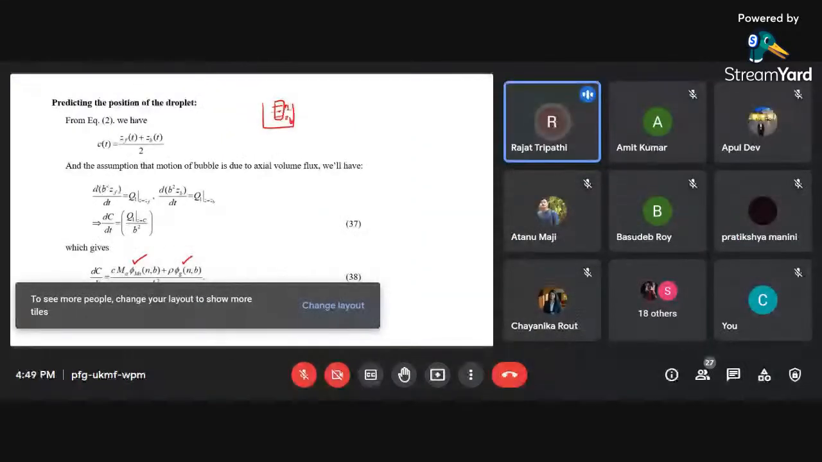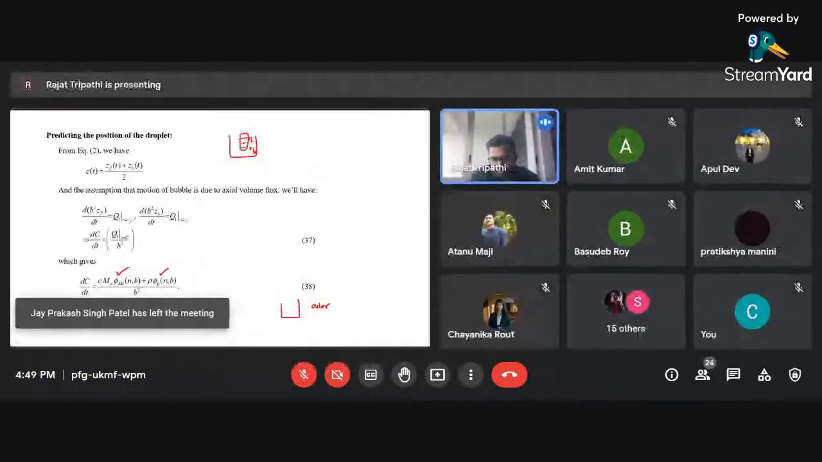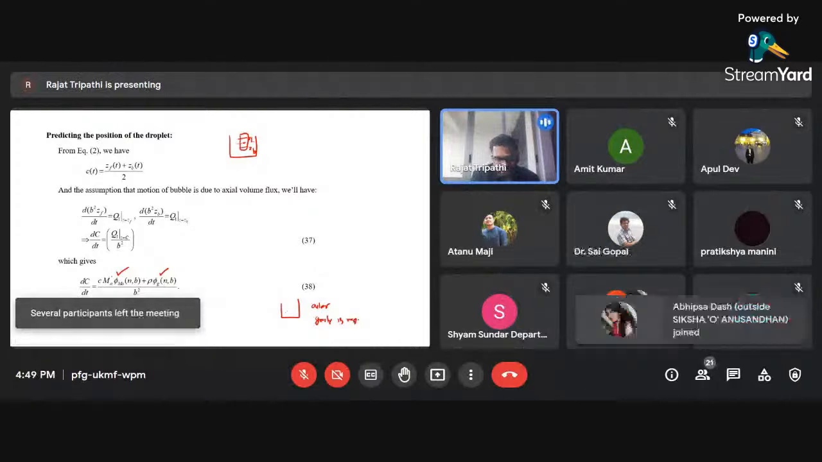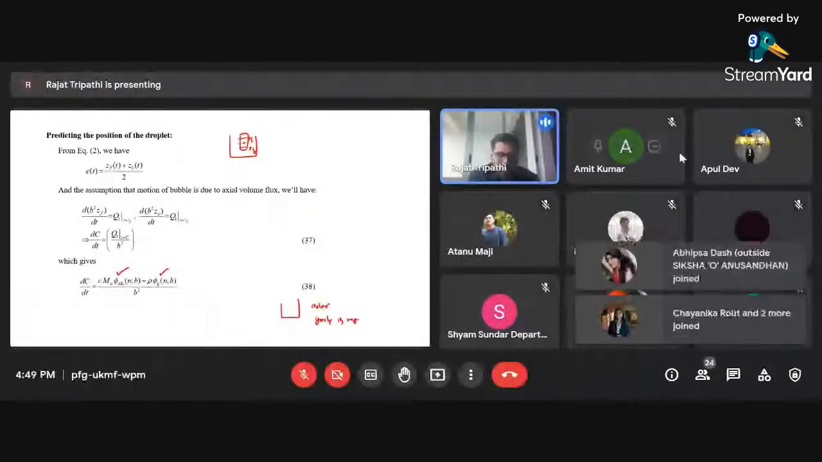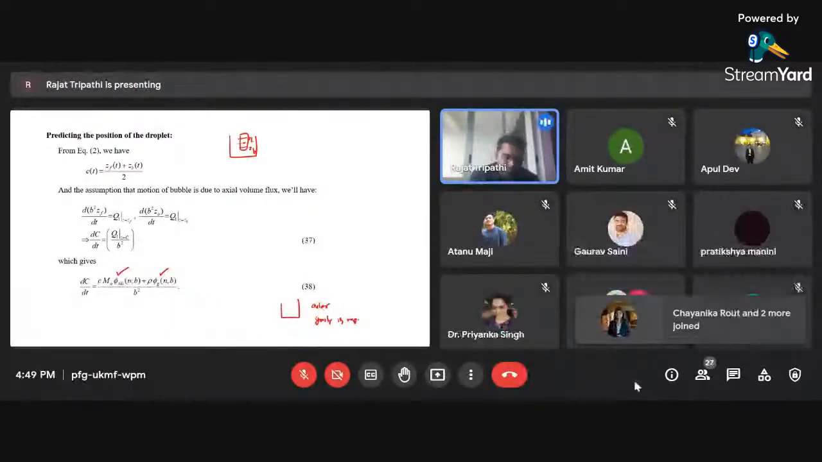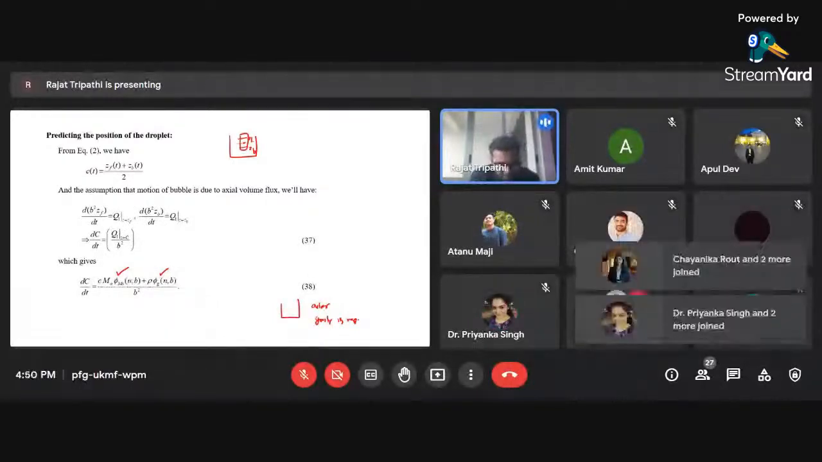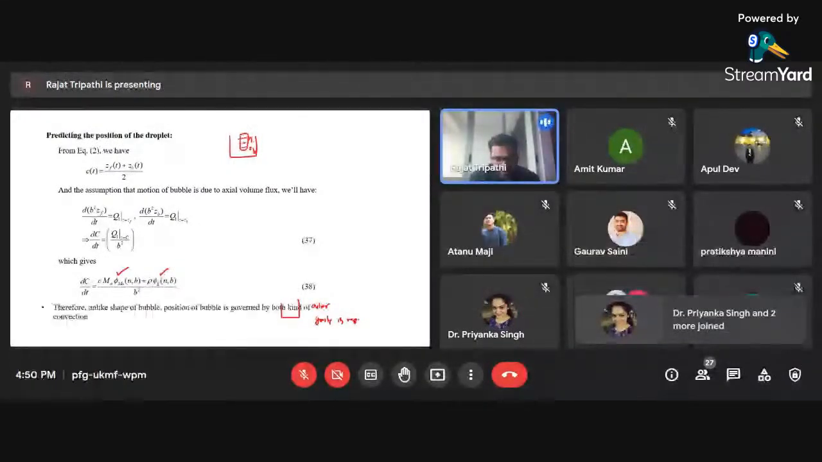Okay, let's say there is an experiment going on in outer space where gravity is negligible. If gravity is negligible, only Marangoni convection is the dominant form of convection there. So let us analyze the position of the bubble in the absence of gravity, or in the microgravity region.